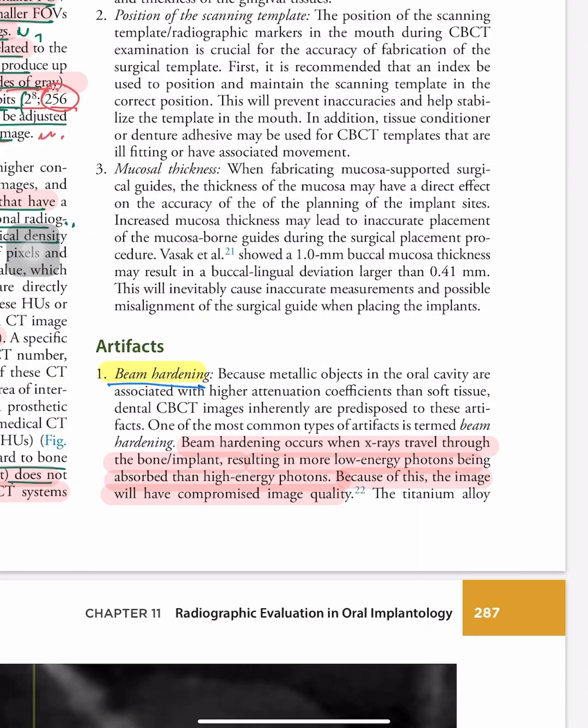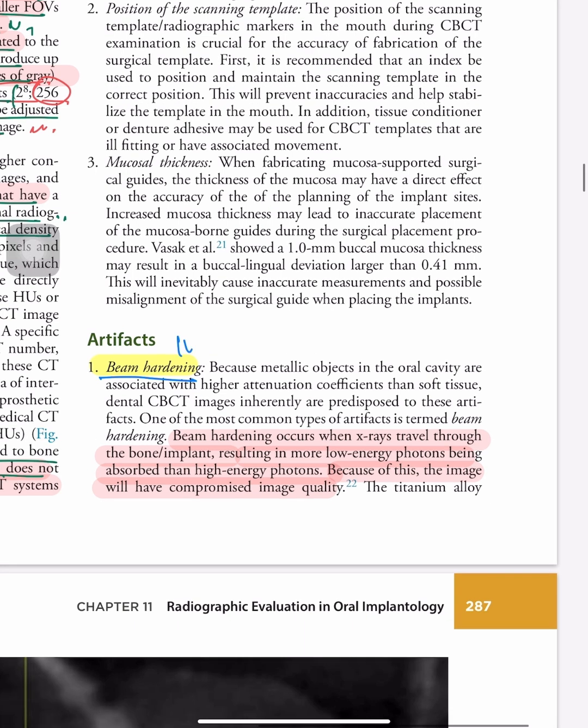So now let's talk about the artifacts. The first one is beam hardening. This is one scenario where IOPAR has an advantage over the CBCT, in terms of the diagnostic approach. Beam hardening occurs when X-rays travel through the bone-implant interface, resulting in more low energy photons being absorbed than high energy photons. And because of this, the image will have a compromised image quality.